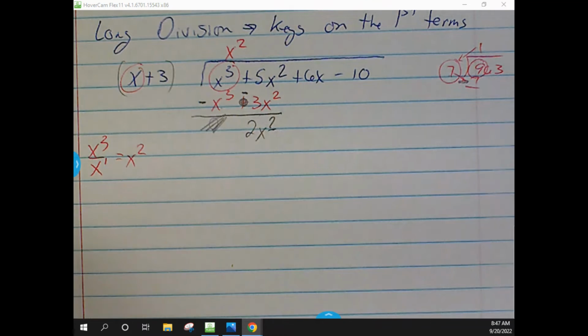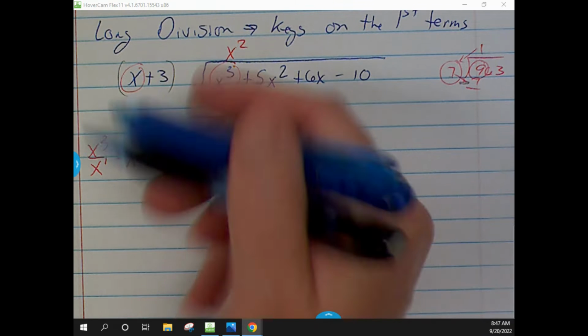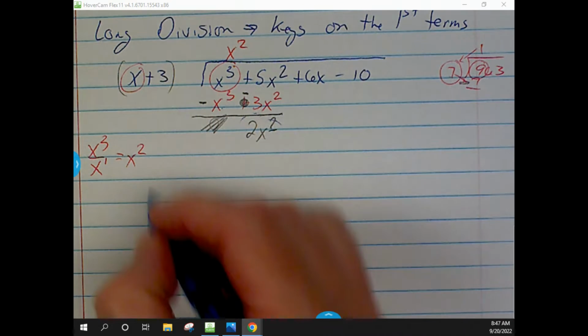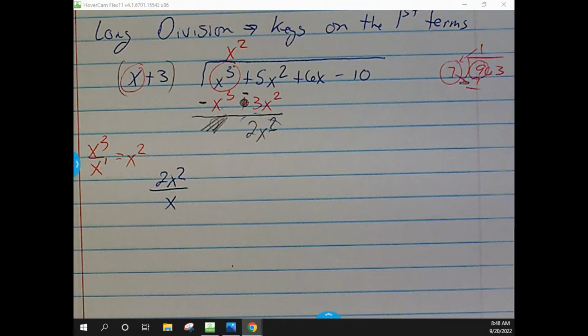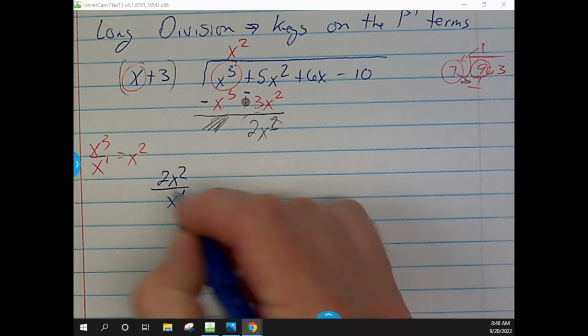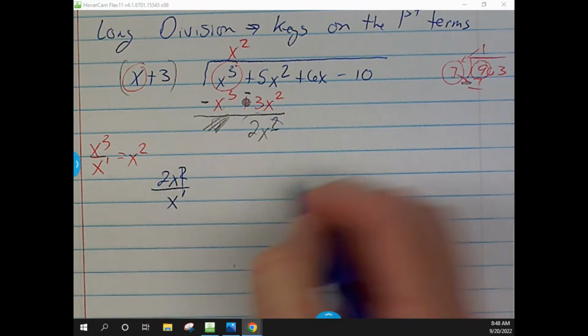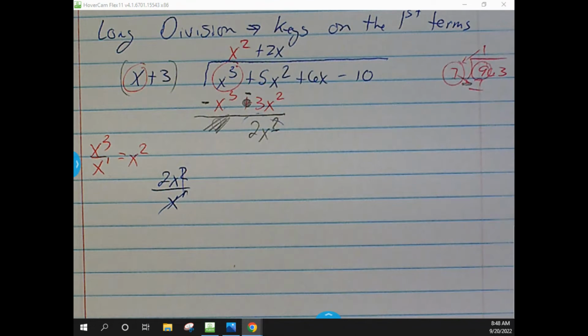Now we've got this term first, and we've got this x. So now we're going to take 2x squared and divide it by x. If we do that, we're going to cancel off one of the x's. That'll leave us with a positive 2x.